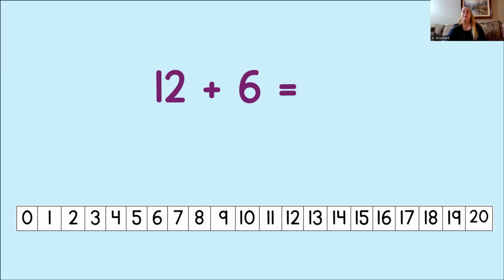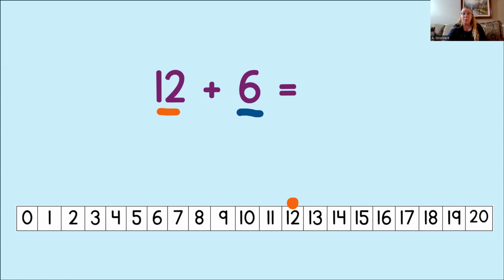Okay, this problem is 12 plus 6. Let's take a look at the two add-ins. Which add-in is the greater? You got it. 12 is the greater add-in. So we want to start on the number 12 and mark our number line at the number 12. Let's do that now. What's the next add-in? Yeah, it's the number 6.